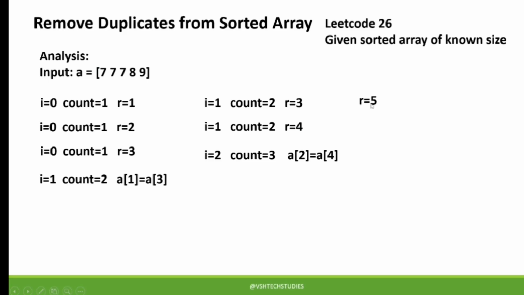Then when r is incremented, that becomes 5. So r is not less than 5. So 0, 1, 2, 3, 4. Only till index 4 we have here 5 elements. When r is 5, it is outside the array. So end of procedure. Program should get ended.